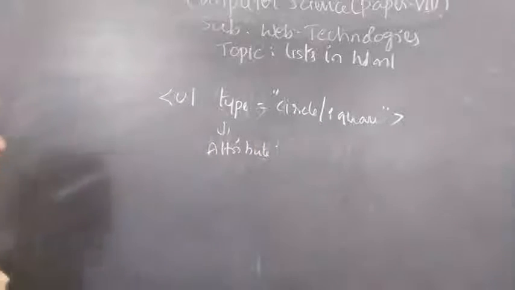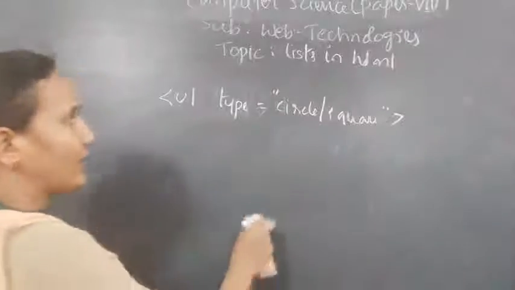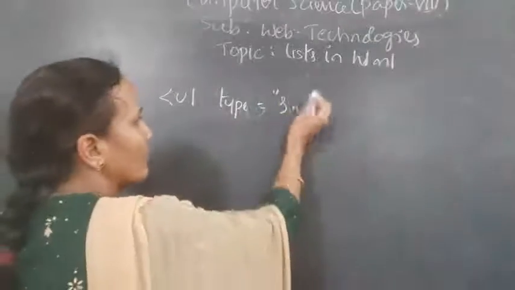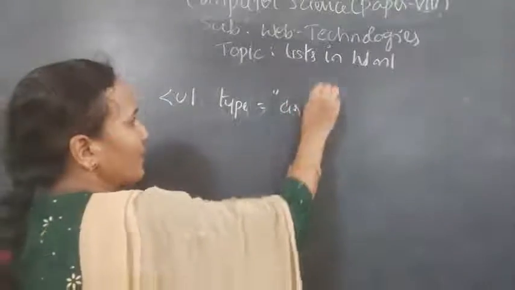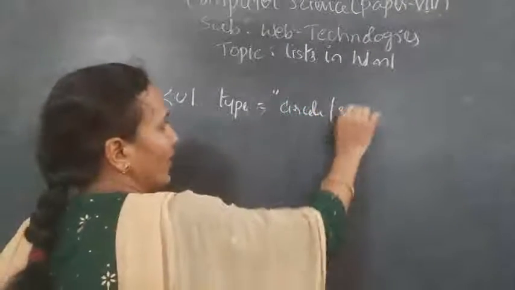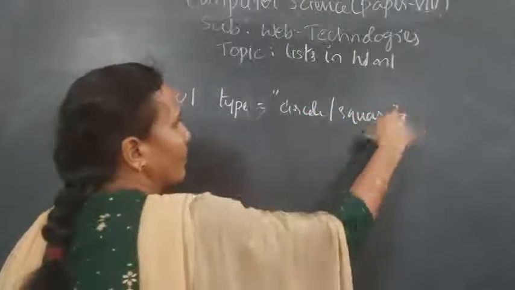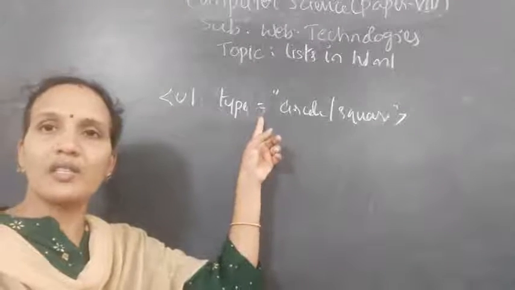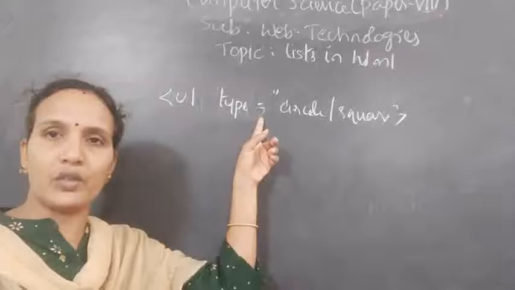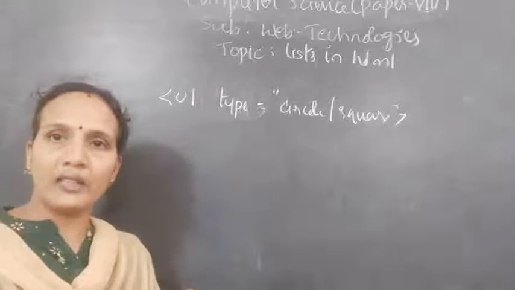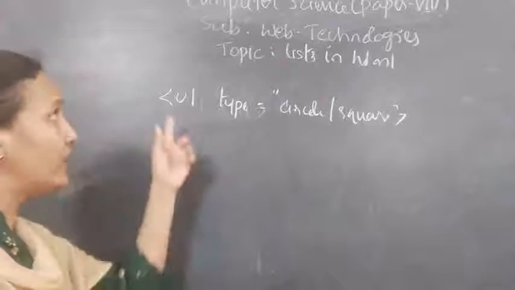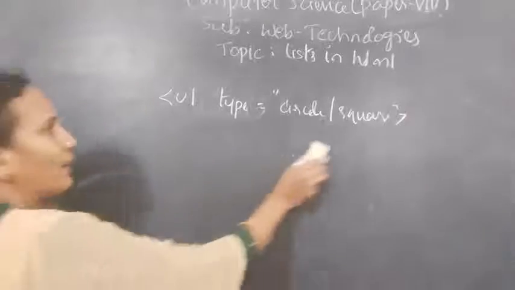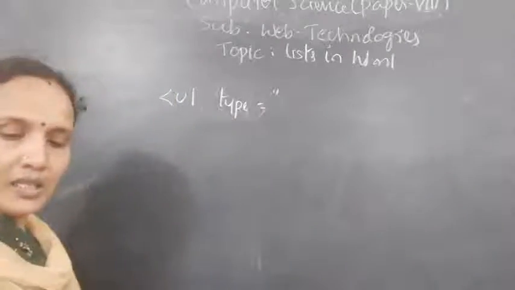So here I will write the same program. For example, I want to give the square. First, all of you note down the syntax: circle, square. In the opening tag itself you should write it, because this is an attribute. According to the HTML W3C rules, whatever attributes are there, all those attributes should be included inside the opening tag only. Now, I'll give you the example program. For example, I want to give a square as a bullet.